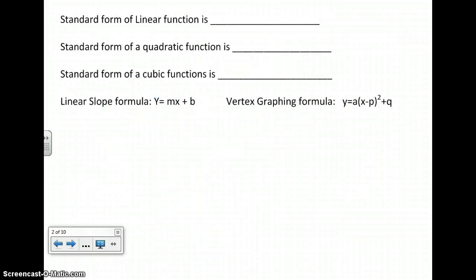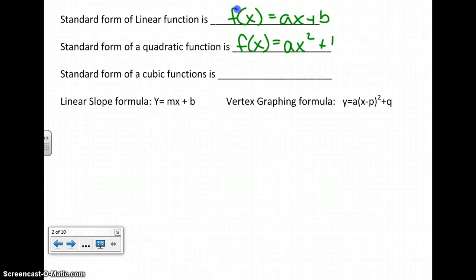So we've got standard form for all of these different functions. For linear, standard form is f of x equals ax plus b, where b is your constant and a is your leading coefficient. For a quadratic, it's very similar, except what should our degree be? Degree 2, or have an x squared term. So then our next term is bx, and we end with our constant of c.